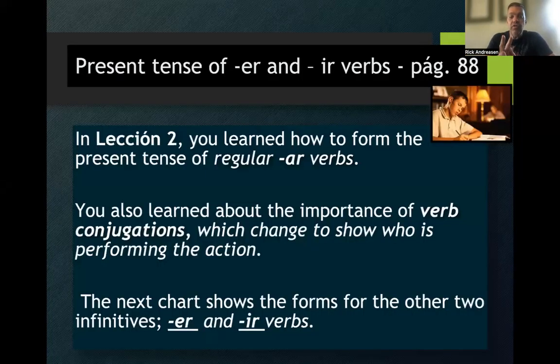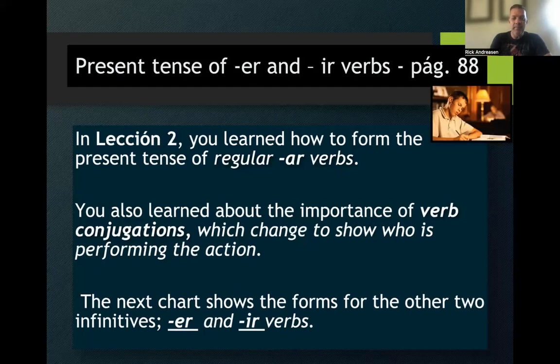En la lección 2, so a few weeks ago, hablamos acerca de la conjugación de los verbos AR, right? We've already talked about AR verb conjugations. Así que ahora vamos a hablar about the two other types of verbs. We said there are three endings in total, AR, ER, and IR. So after this lesson, you'll know how to conjugate the majority of Spanish verbs in the present tense.